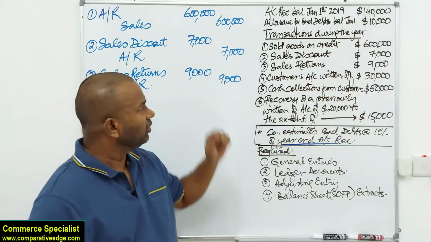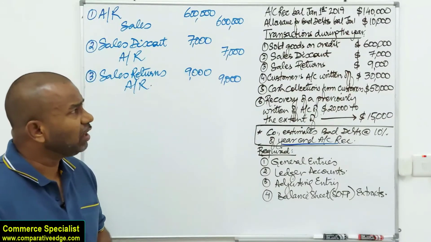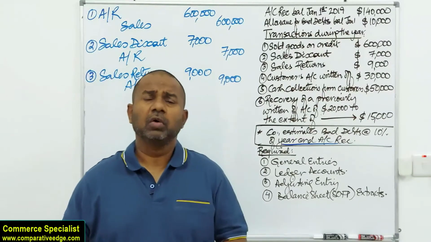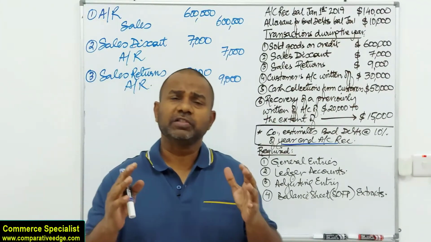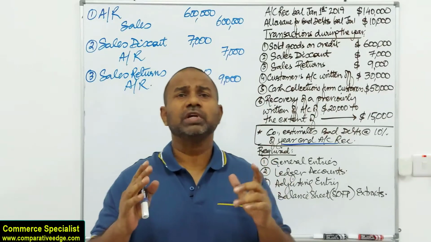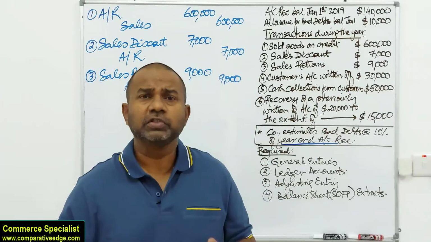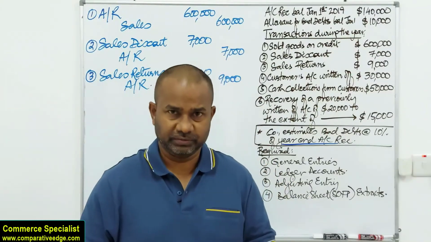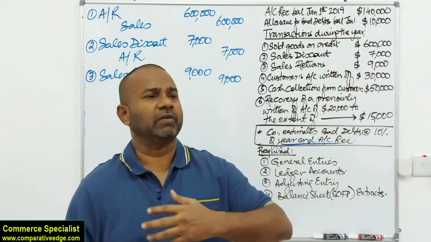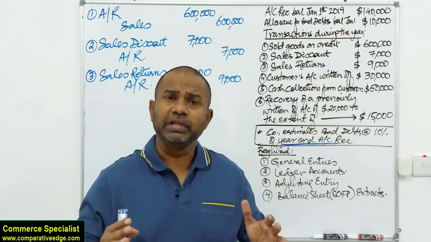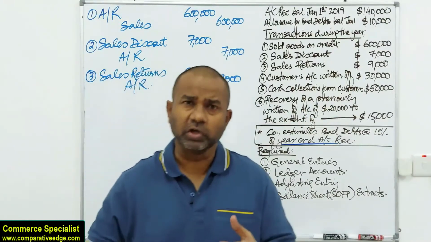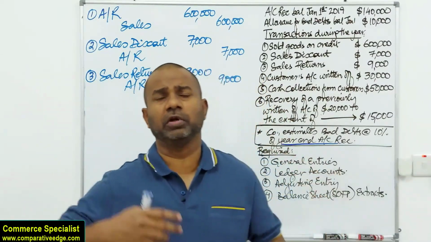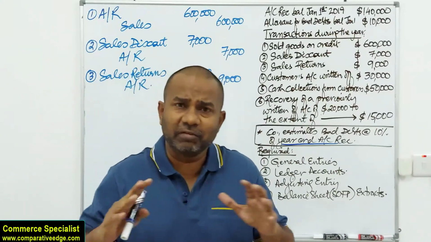Transaction number 4. Customer's account written off. Now, what is writing off a customer's account? We write off those balances which we are unable to collect. But that does not mean we just write it off like that. Companies follow their policies and procedures: calling the customers, going to the customer's office, going to his house, trying their level best.